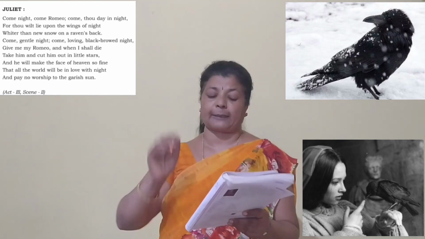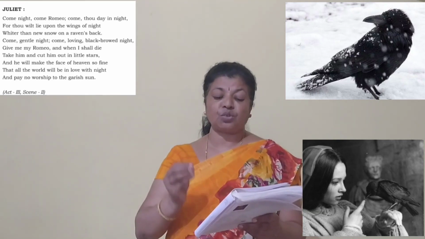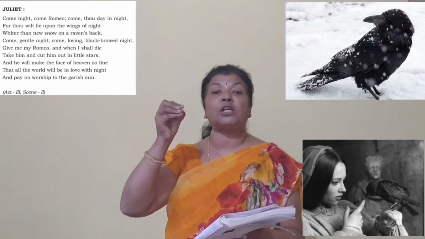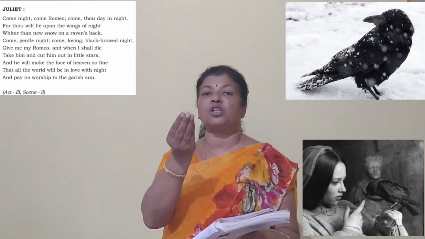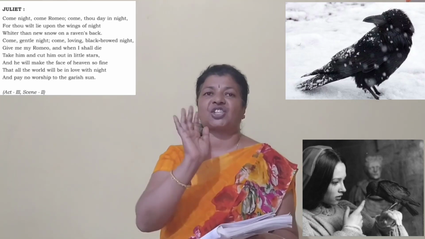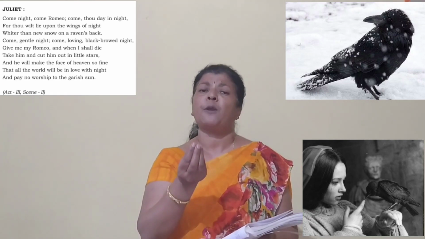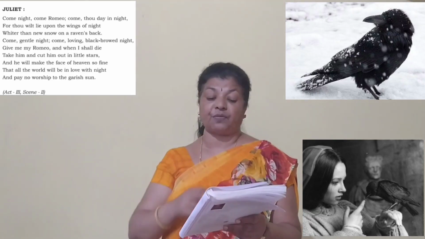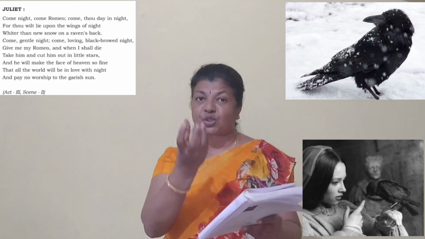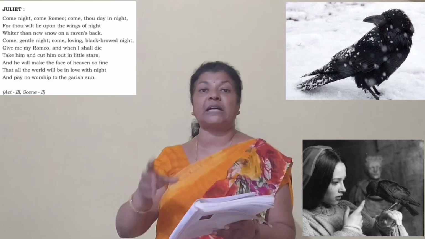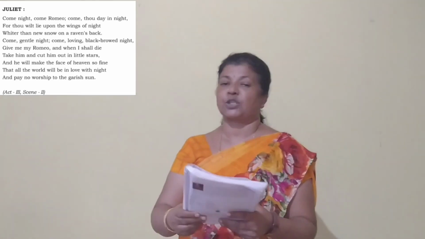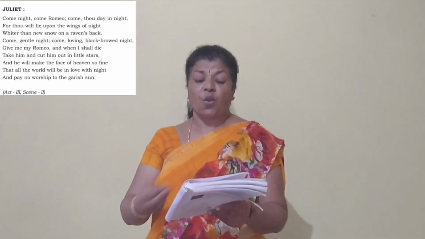Dark color, dark black. So here, "whiter than new snow on a raven's back." On that black color, newly fallen snow. Only fresh fallen snow, which is untouched, looks very, very pure white. So here, whiter than even the new snow which has fallen on the raven's back. A raven is a black bird in the eastern countries, of the crow family. Okay, whiter than the new snow on a raven's back.